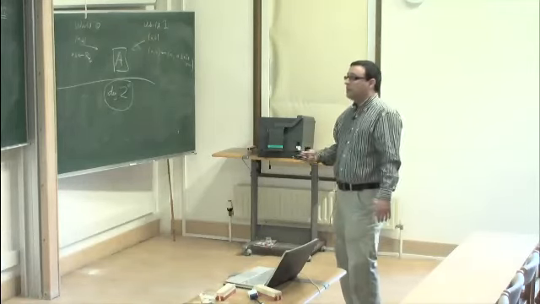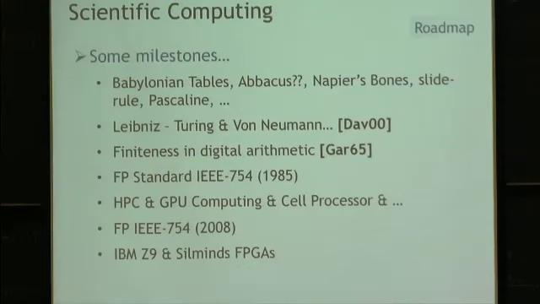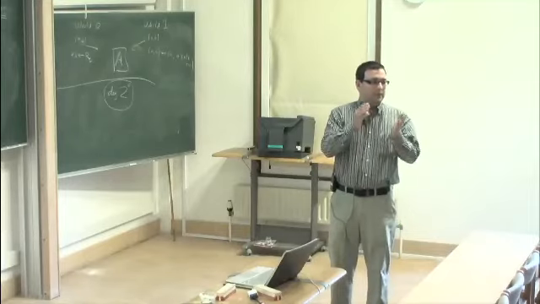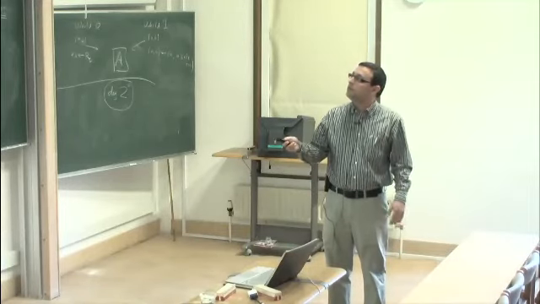And then in 2008, we have a revision of that standard. But that revision includes a new decimal floating point approach, which is basically an extension of what we had before. We also now have IBM Z9 and some coprocessor FPGAs which implement that. But as I will tell you later, this is something which doesn't provide a wide perspective to the world of scientific computing.